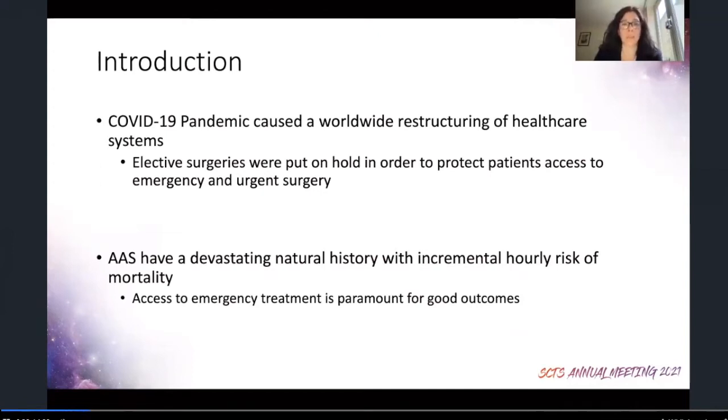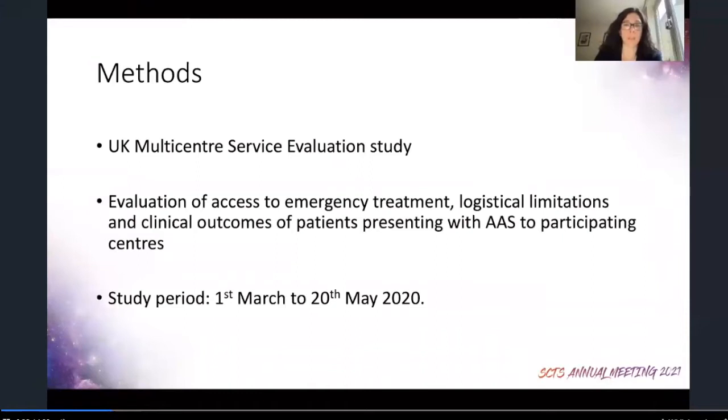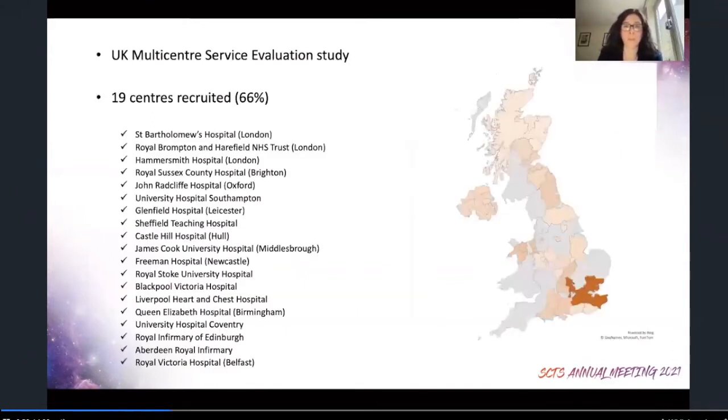On the other hand, patients with acute aortic syndrome have a devastating natural history with incremental risk of mortality by the hour. We created a UK multi-center service evaluation study with the idea to assess access to emergency treatment, logistical limitation, and clinical outcomes of patients presenting with acute aortic syndromes to the participating centers during the first months of the pandemic in the UK. We recruited 19 centers, which represent 66% of the whole cardiothoracic units, and the centers are depicted on the UK map on the right-hand side.